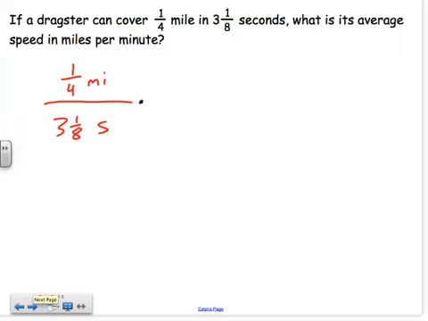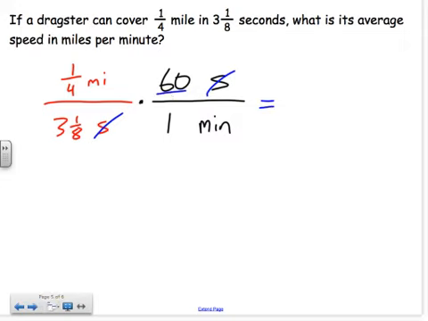So if we remember, I got to multiply to get rid of seconds and go to minutes. Well, to get rid of seconds, I got to cross cancel them. So seconds are going to go up top, which means minutes go on the bottom. And there are 60 seconds in 1 minute. So now I'm out of seconds and I'm into minutes. Well, now we multiply across. This is really 60 over 1. So 1 times 60, which is 60, over 4 times 1, which is 4. And that simplifies into 15, I believe.